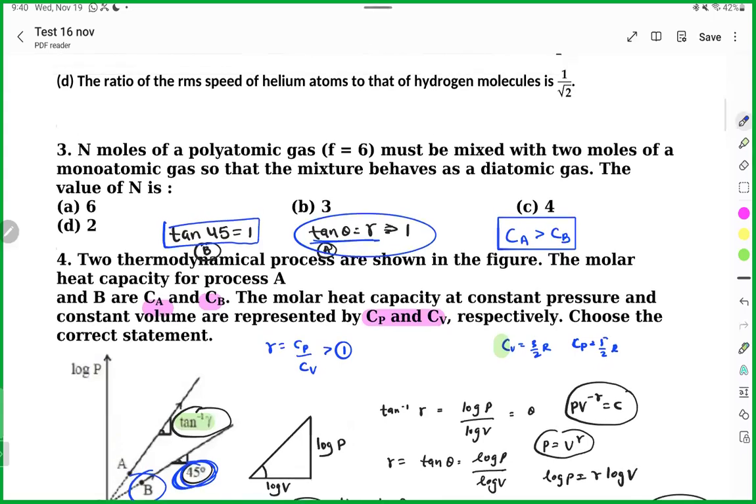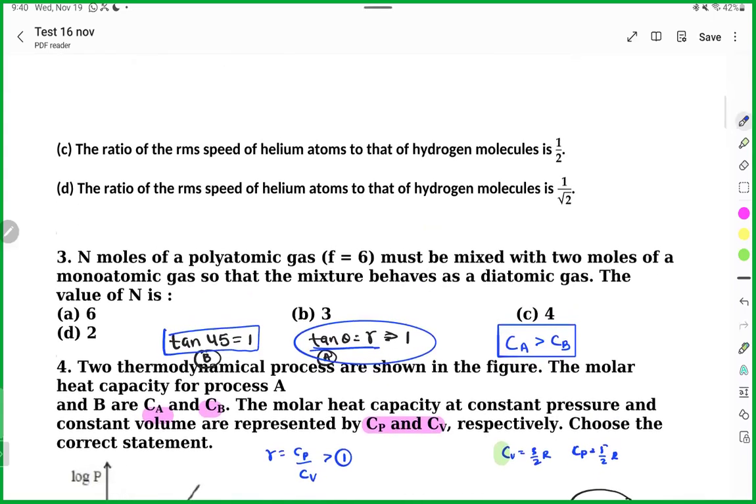Whose turn is this? Barinder. N number of moles of polyatomic gas, degree of freedom 6, mixed with 2 moles of monoatomic gas. Mixture behave as diatomic gas. What is the value of N? We already did this question. Here it is present in the form of degree of freedom. We did in this form.